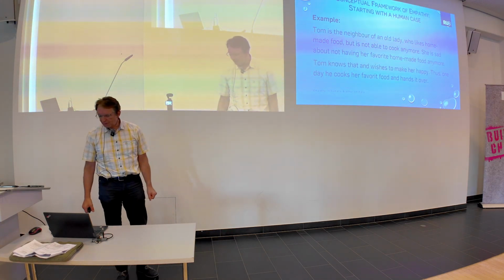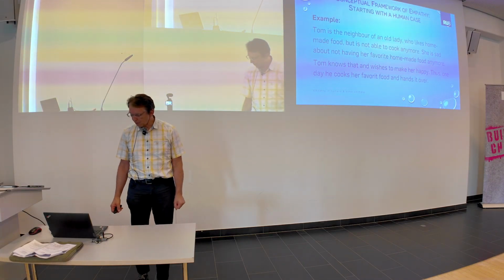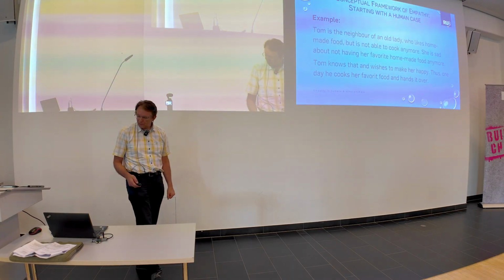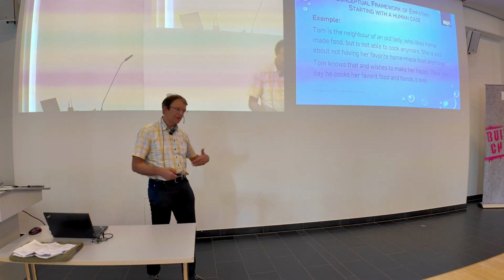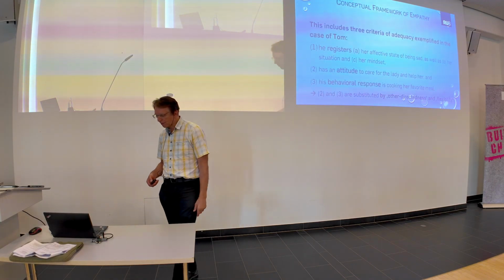But she's not able to cook anymore. She's sad about not having her favorite homemade food anymore. Tom knows that and wishes to make her happy. Thus, one day he cooks her favorite food and hands it over. This seems to be a paradigmatic case of empathy. What are the components involved?